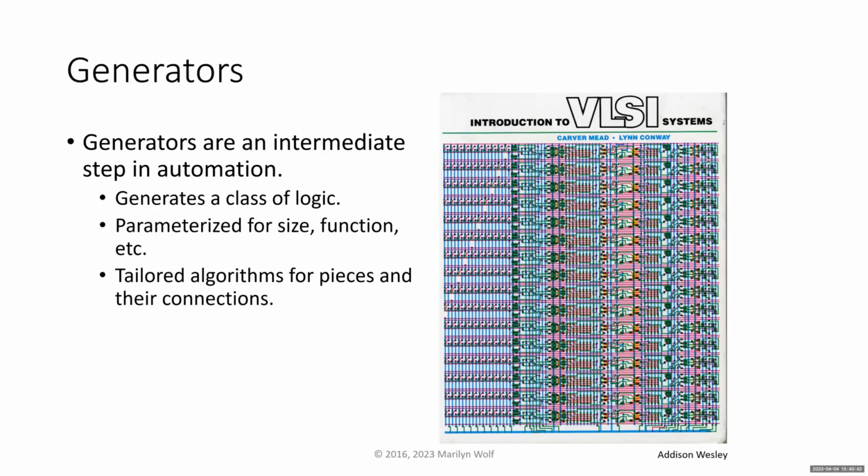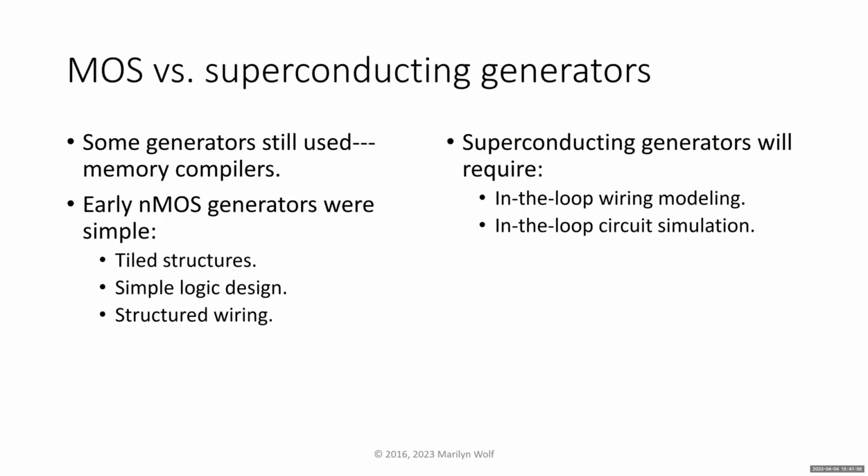Okay. We don't use generators as much now as we used to, but they were an important mechanism for us to get a hold of the design problem and try to improve the designer productivity for this new era when chips were getting bigger and bigger by the minute. There are still generators used for memory compilers, for example. There are some used, but not as many as we used to.